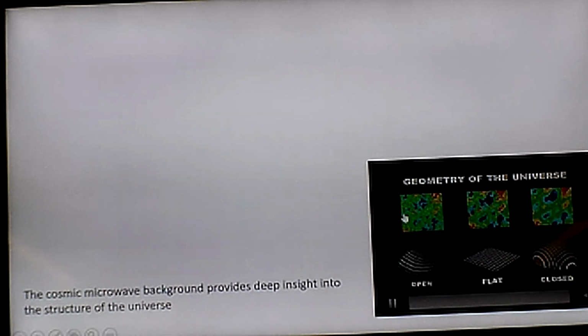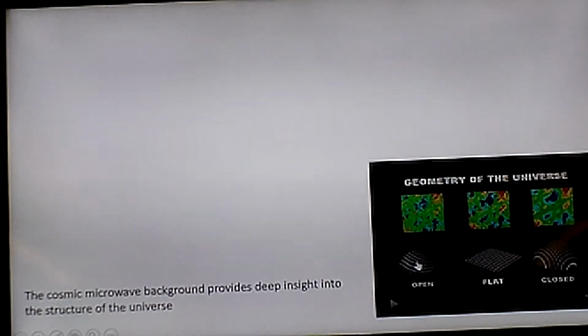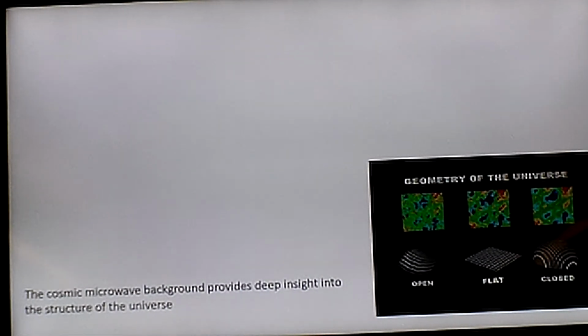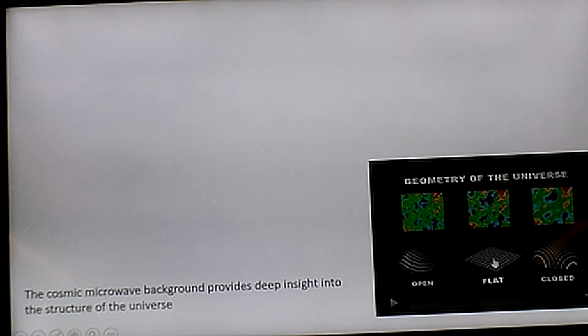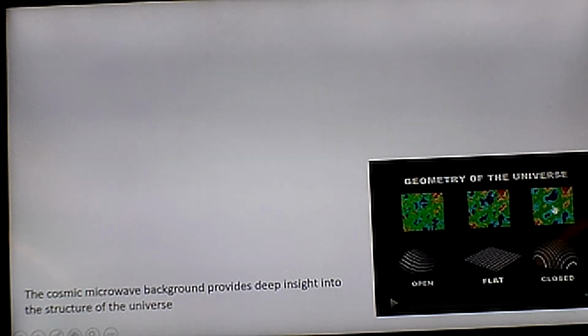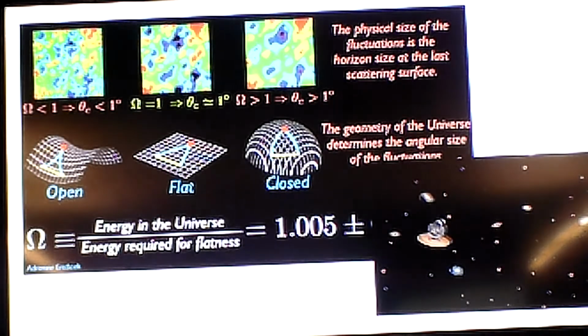So if we had measured this, we would say, these terms are kind of vague, but the universe is open. That is, it has the geometry of a saddle. If we got this spacing between the dark and bright areas, we'd say the universe is flat. If we got this one, we'd say it's closed. And the data we have points very strongly towards flat. Like this.